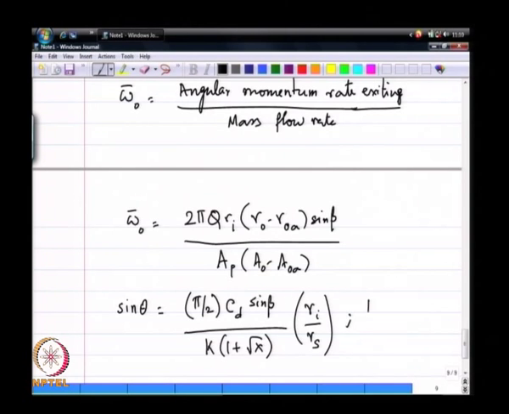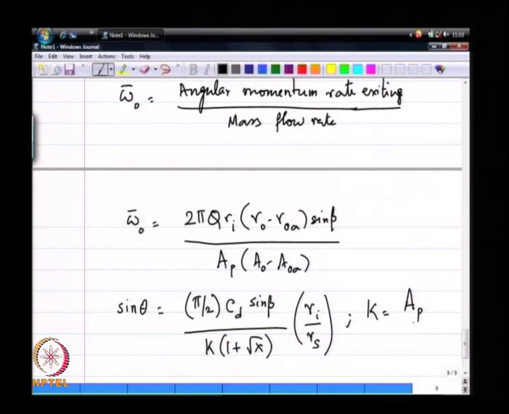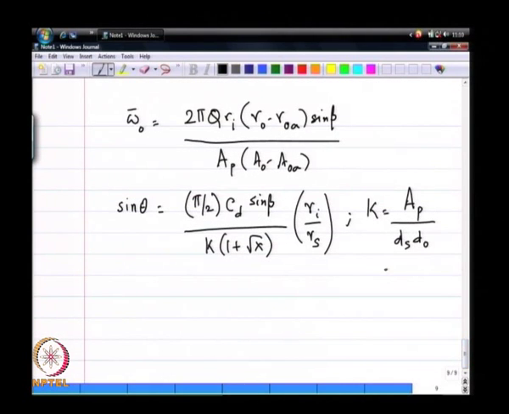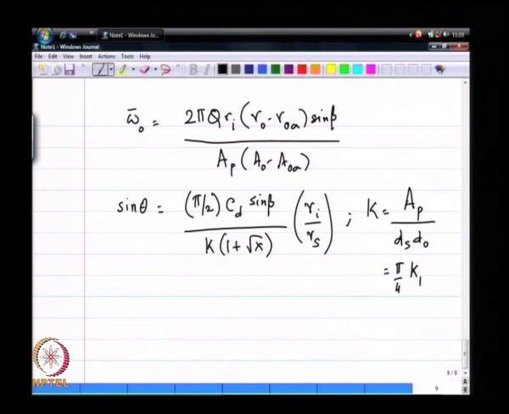In here, I have added another K, which is essentially AP divided by dS d 0. It is simply pi over 4 times the K 1 that we had defined earlier. We had defined K 1 as AP divided by pi RS r 0, so K is just pi over 4 K 1.